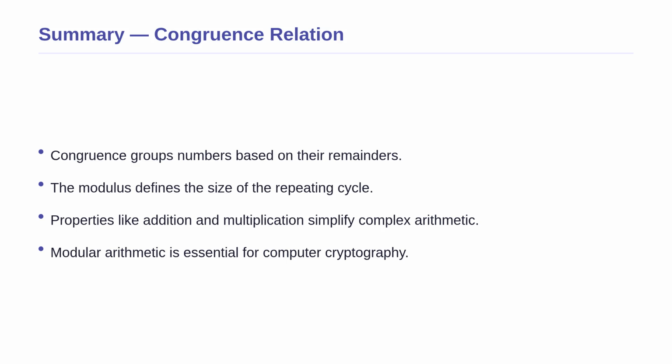We have covered a lot of ground today, so let us review the key takeaways. First, a congruence relation is a mathematical way of grouping numbers based on their remainders when divided by a specific cycle length, called the modulus. If two numbers have the same remainder, they occupy the same position in that cycle. Second, by mastering the properties of congruence, such as addition and multiplication, we can simplify complex arithmetic with massive numbers.